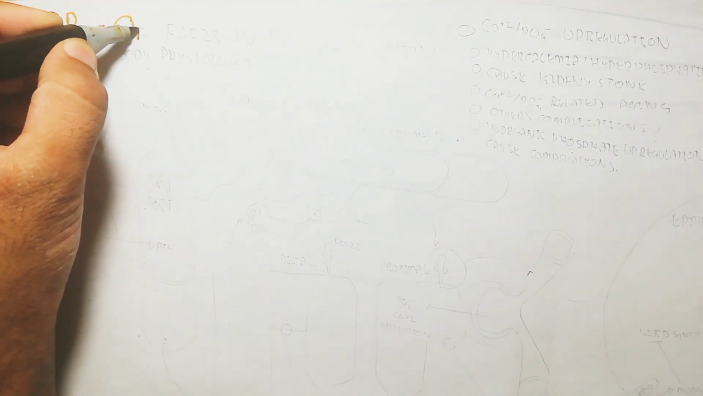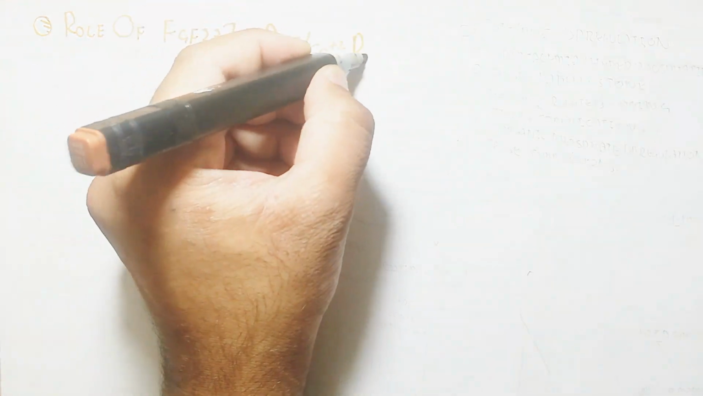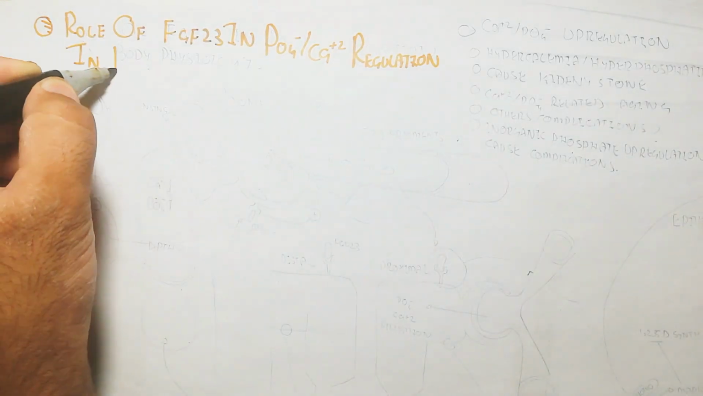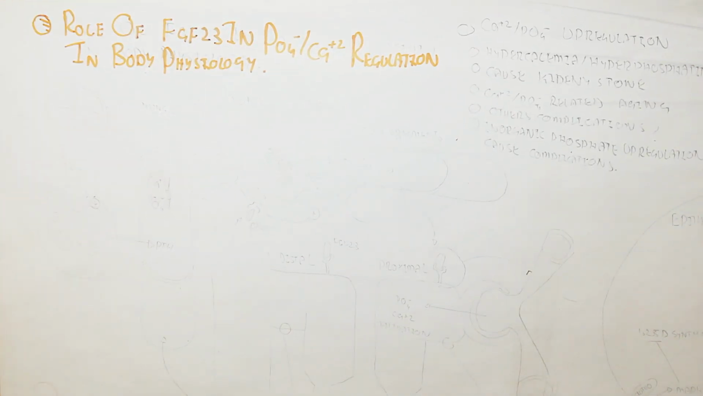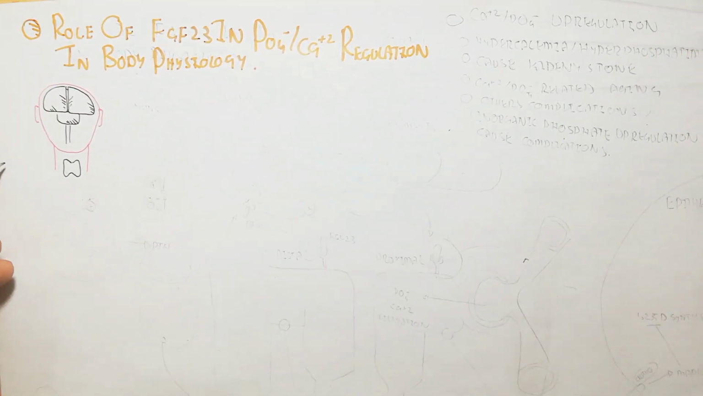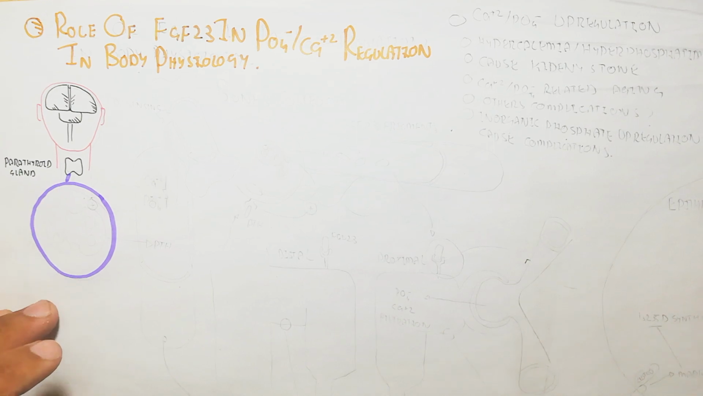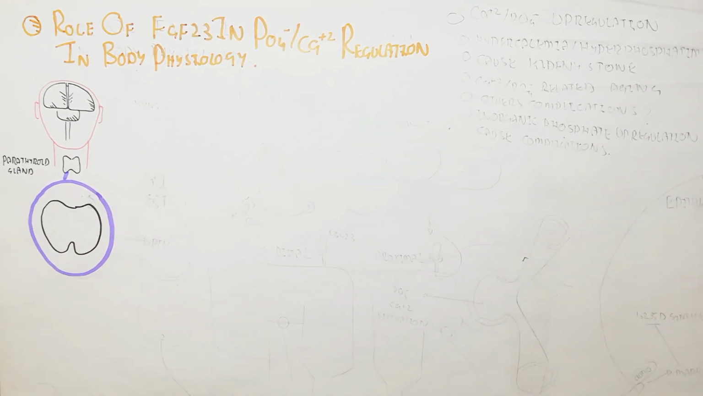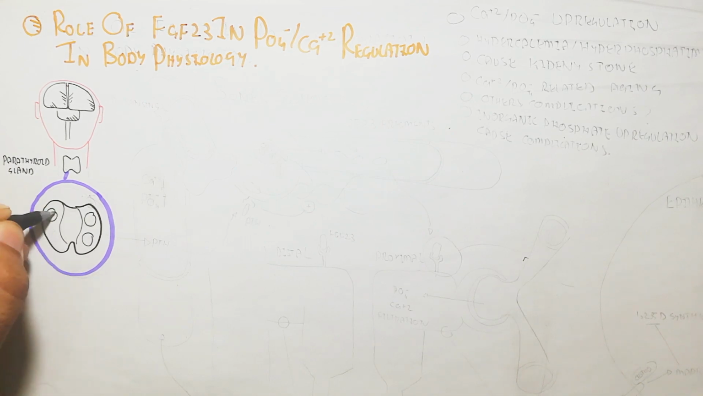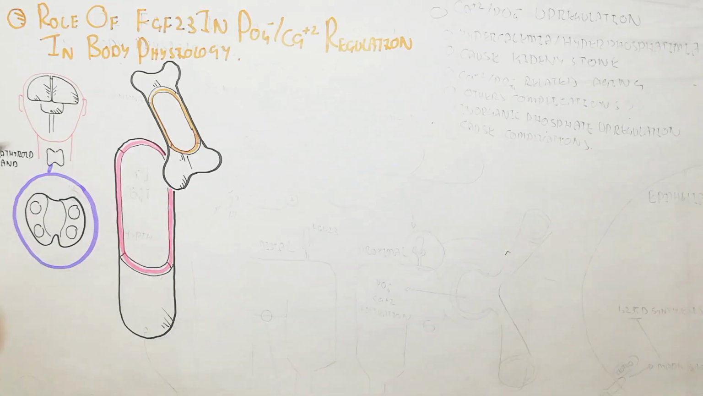In body physiology, the homeostasis we will understand via CLOTHO protein activation and the activity of the CLOTHO protein with FGF23. Let's start from the bones. Whenever phosphate rises and calcium decreases, this will activate the parathyroid gland, which releases the parathyroid hormone.